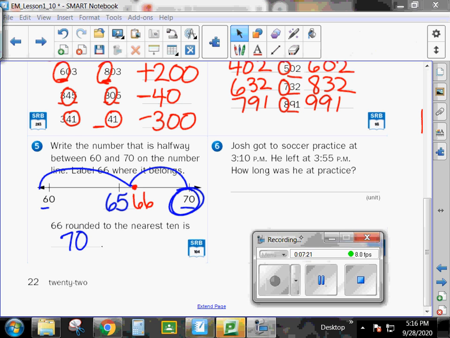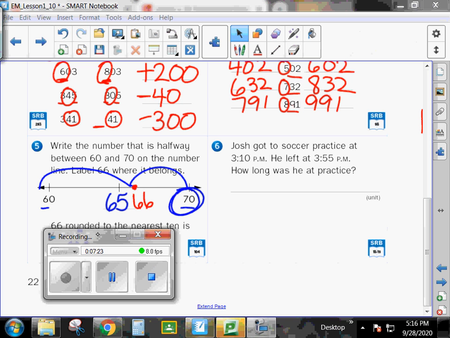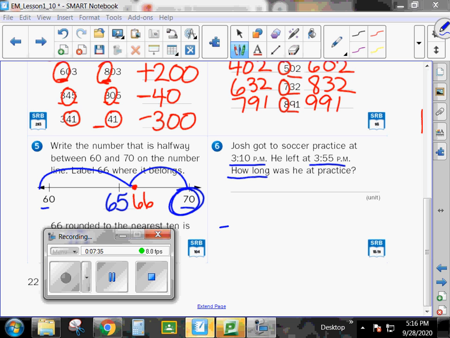All right, and last but not least, number 6. It says Josh got to soccer practice at 3:10 p.m. He left at 3:55 p.m. How long was he at soccer practice? This is one of those elapsed time problems. So we can draw our timeline.